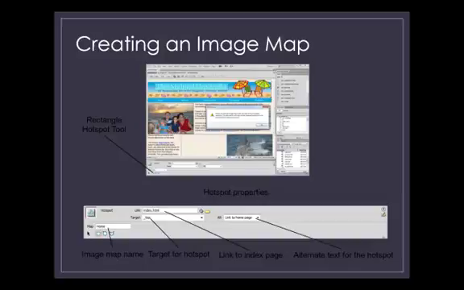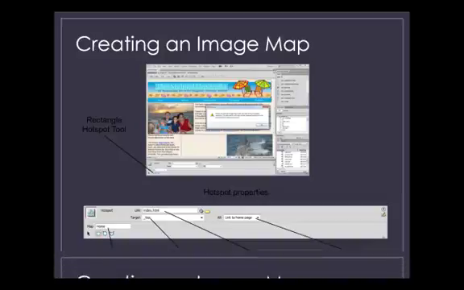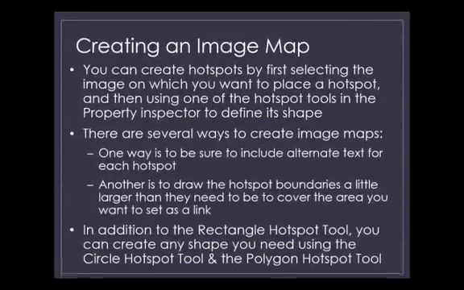There are several ways to create these image maps and make them user-friendly and accessible. One way is to be sure to include the alternate text for each hotspot, and another is to draw the hotspot boundaries just a little bit larger than they need to be to cover the area you want to set as a link. This will allow your users a little leeway when they place their mouse over the hotspot by creating a larger target area for them. You always want to assign a unique name for each image map.